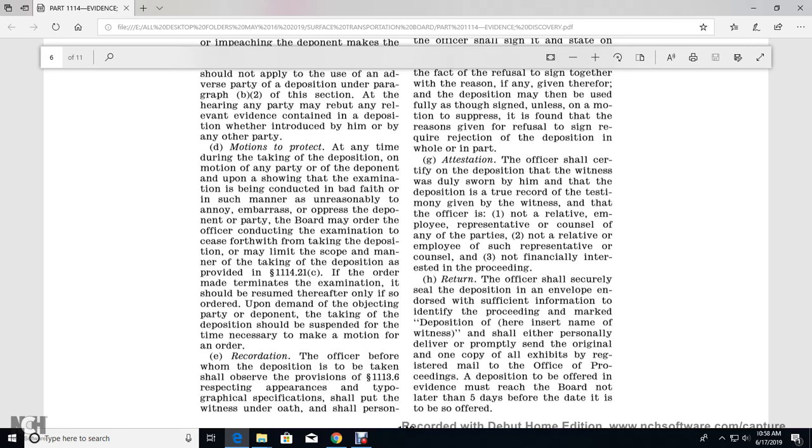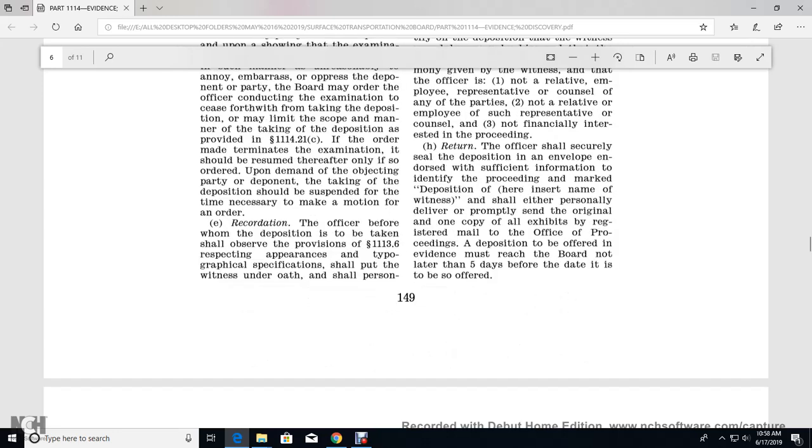Return. The officer will securely seal the deposition, endorsing on the envelope sufficient information for the identification of the proceeding, marked as a deposition, and entering the name of the witness. He shall either personally deliver it or promptly send the original and one copy of the exhibit by registered mail to the officer of the proceeding. A deposition to be offered in evidence must reach the board no later than 5 days before the day it is to be offered.